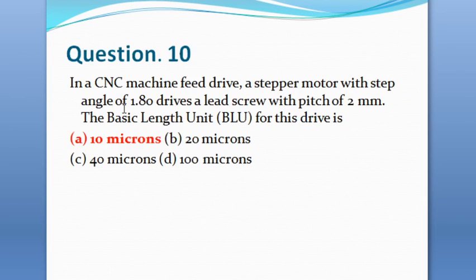Here, a CNC machine feed drive: a stepper motor with a step angle of 1.8 degree drives a lead screw with a pitch of 2 mm. In the previous problem, the pitch value 3.6 was given. Here, 2 mm pitch of the lead screw. What is the basic length unit, BLU?